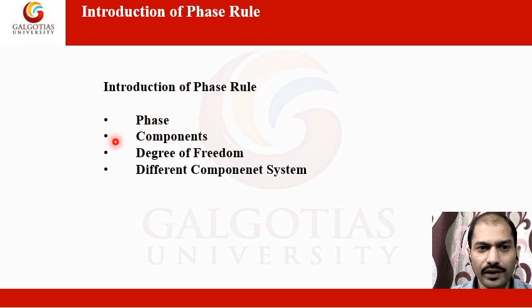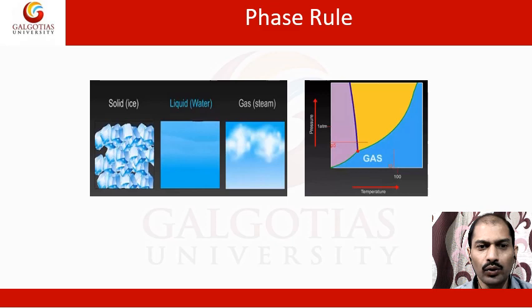there are certain terms like phase, component, degree of freedom, and different component systems will come. So overall we will discuss about what is the meaning of phase, what is the component, degree of freedoms, and different component system. So let's have a look. So what is the phases? So there are three phases of matter. If you see, solid, liquid, and gas, you all know this.